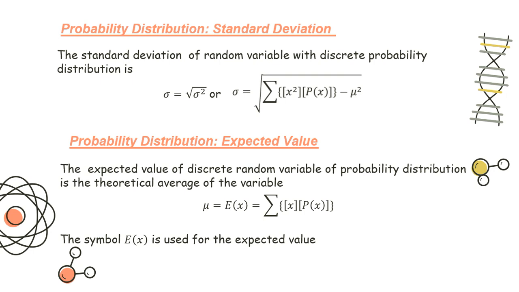Last natin, probability distribution for the expected value. The expected value of a discrete random variable of a probability distribution is the theoretical average of the variable. Theoretical average daw po siya ng variable. So, meaning, yung formula po niya is just the same with the mean, x times P of x, the sum. Pero po, we are solving for the expected value.